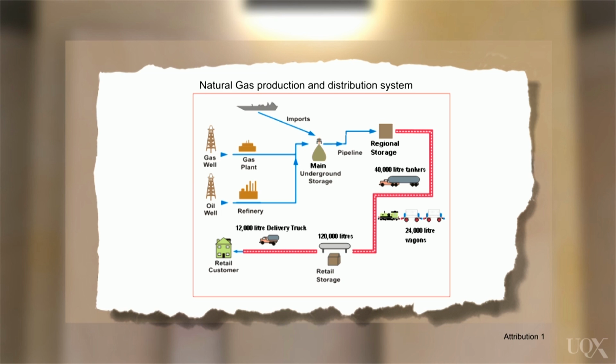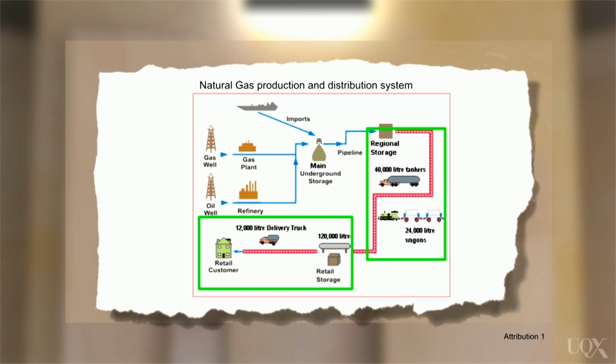Now, follow the arrows and keep going right to the middle of the diagram. I'm going to group these key features together when I talk about how the gas is stored and piped between the storage areas. Next, I want to focus on how the gas is transported from the regional storage facility to the retail storage facility. And finally, how it makes its way from there to the home, where the retail customer is.